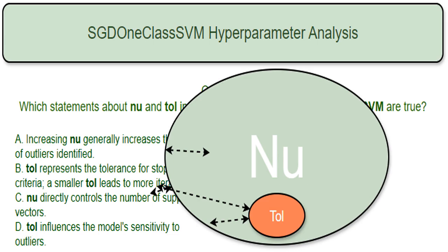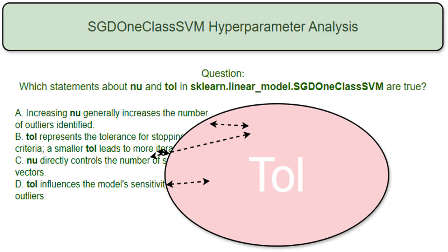I'm focusing on the NU hyperparameter in SGDOneClassSVM. It's really important because it directly impacts how many data points the model labels as outliers. A higher NU means more potential outliers. The other crucial hyperparameter is TOL. This one's about the model's training process. A smaller TOL value leads to more iterations during training, aiming for greater precision and potentially a better fit, but at the cost of additional computing time.